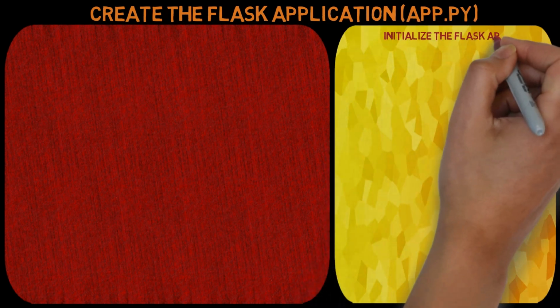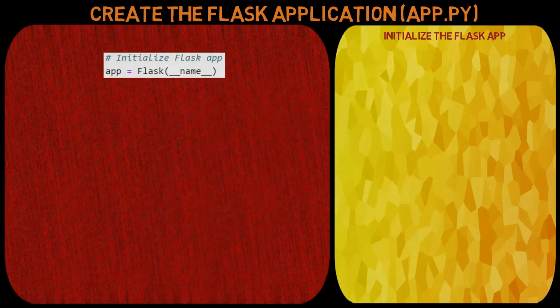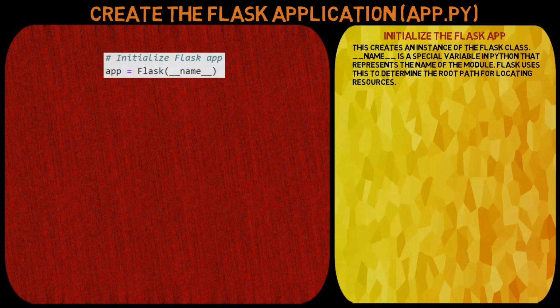Initializing the Flask app. We then create an instance of the Flask class. The name variable in Python represents the name of the module. Flask uses this to determine the route path for locating resources.